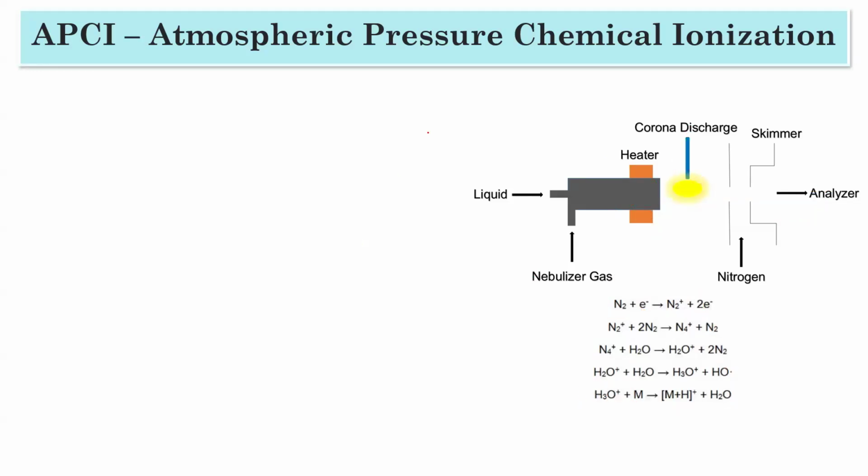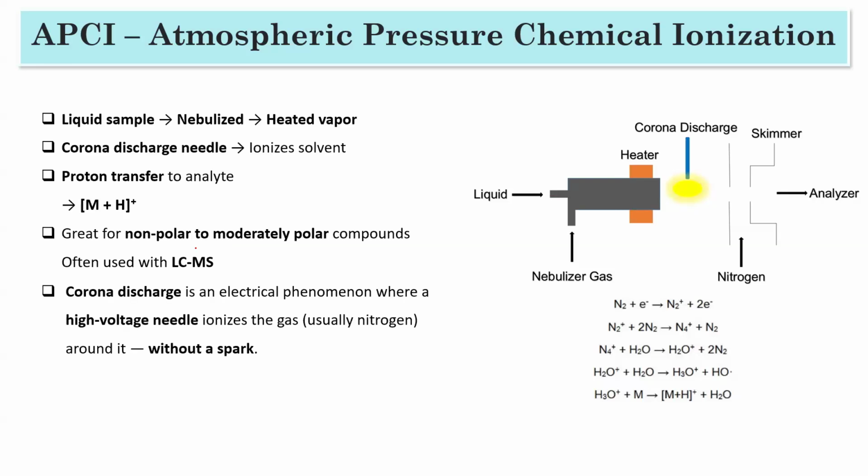So whatever liquid we are using, here maybe they have used water. So what is the method? First, you insert your liquid sample, and then you nebulize it, meaning you pass some nitrogen gas or argon gas, and you are also heating, so vapor will be generated.